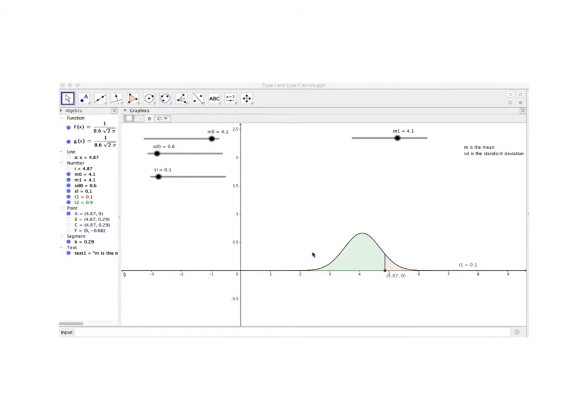Okay, so let's see what happens. This one is the claim distribution, H0. And I assume that the true distribution is this one. So the true distribution is different.